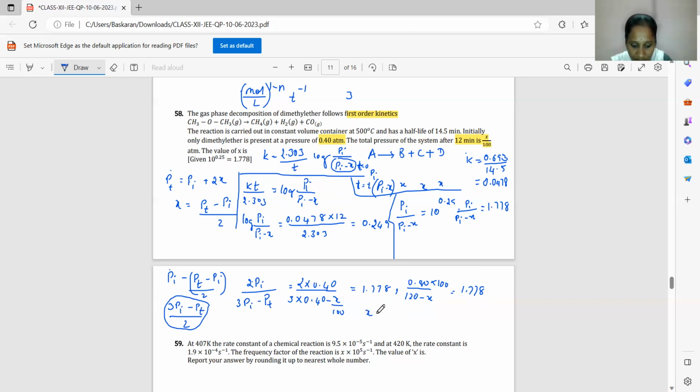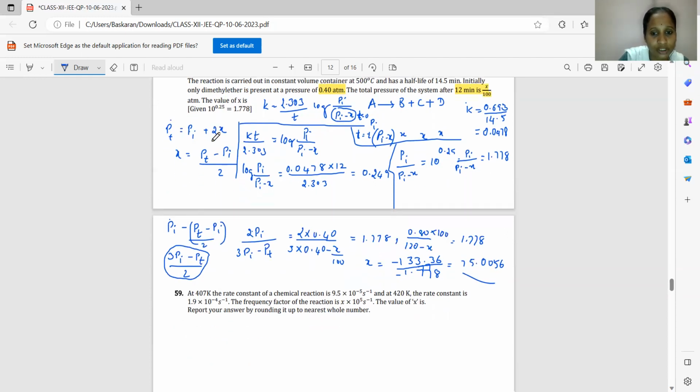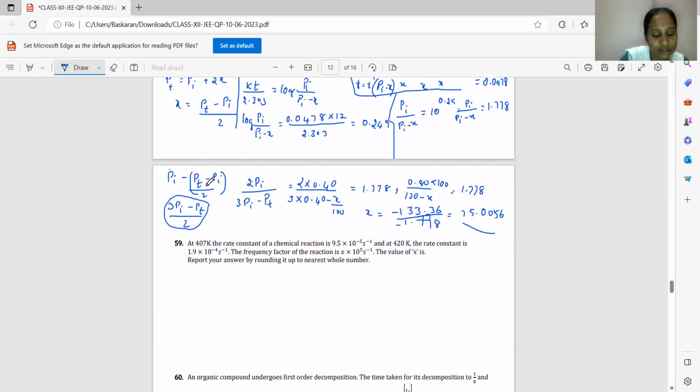So finally, we will get an expression where x is equal to, on entire simplification, 133.36 divided by 1.778, which is equal to 75.0056. So which means that you can consider x value to be 75. So this is the solution that you have to do for the 58th question. Hope you understood it, and if you have any doubts, you can approach me during the class hours.